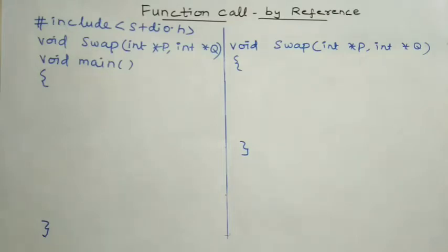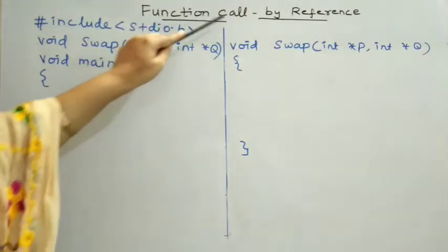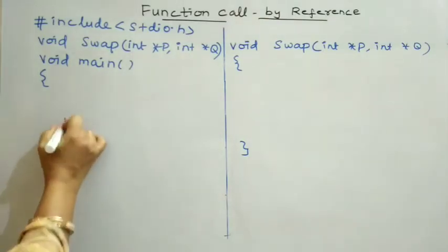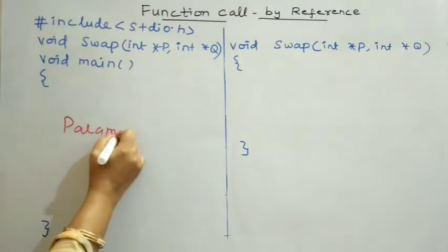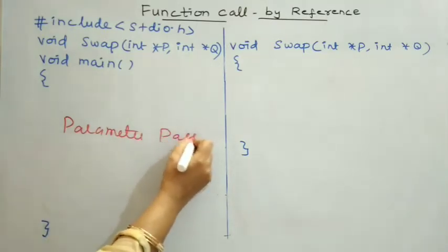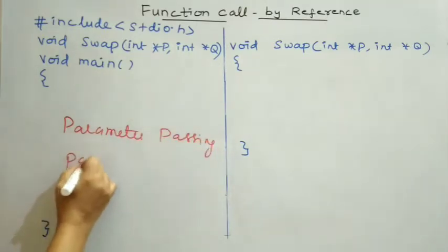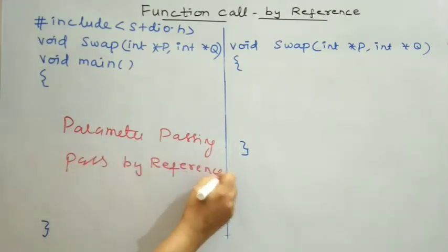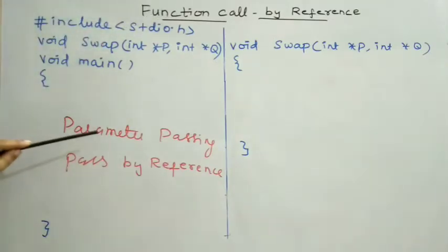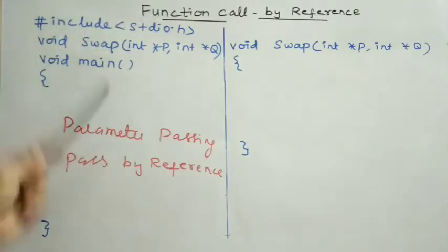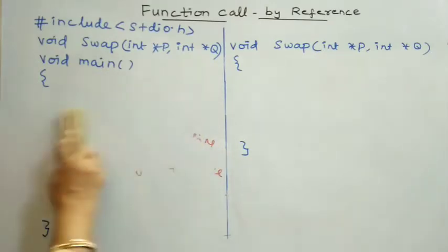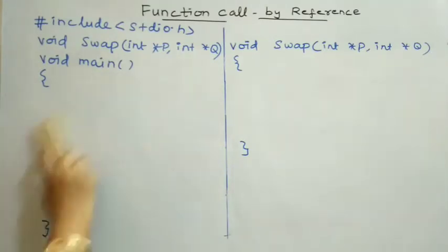In this video, I am going to explain the concept of function call by reference, or else we may call this parameter passing, pass by reference. Both are the same. Function call by reference or parameter passing pass by reference are the same. With an example program, I am going to swap two integer values i and j.